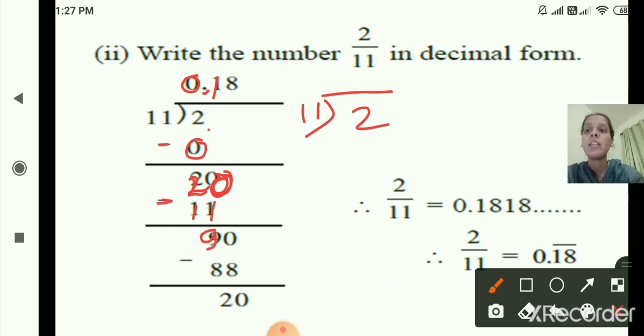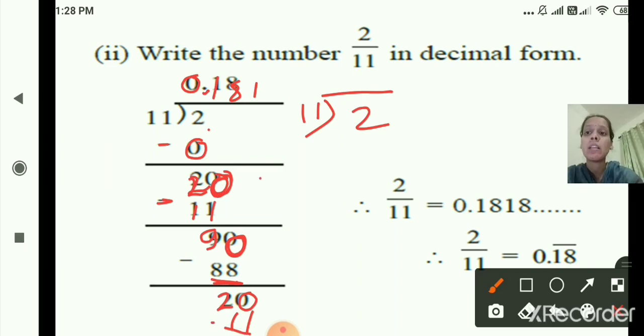And then this 9 is not divisible by 11, so here you will put 0. Now 90, we can divide it by 11. 11 8s are 88, as you can see here, and 90 minus 88 is 2. Now again we'll put 0 here. Then again we can divide this 20 by 11, 11 ones are 11, and again we will get 9.